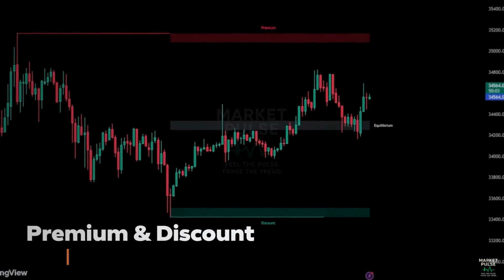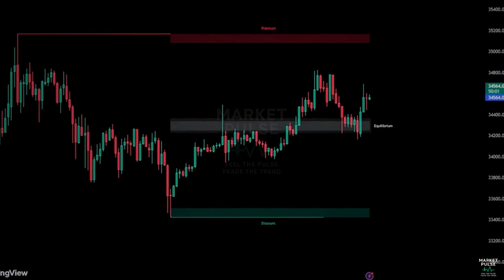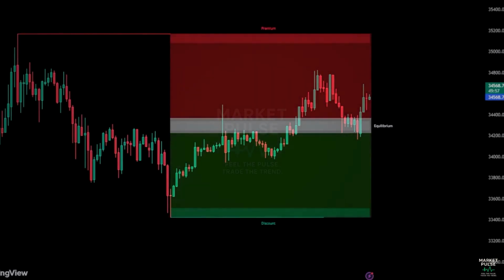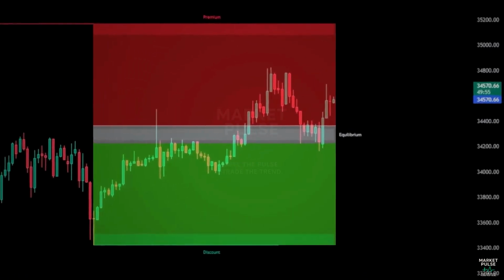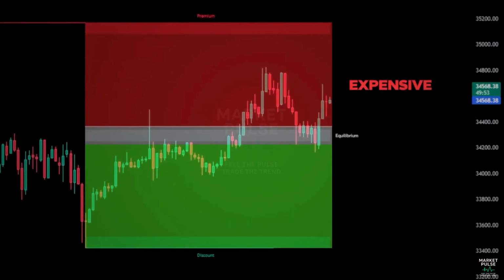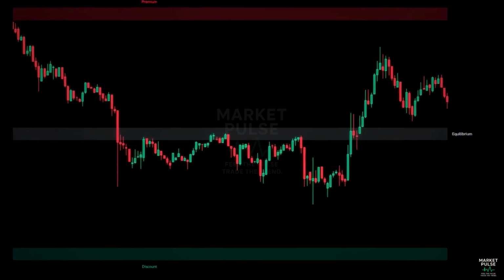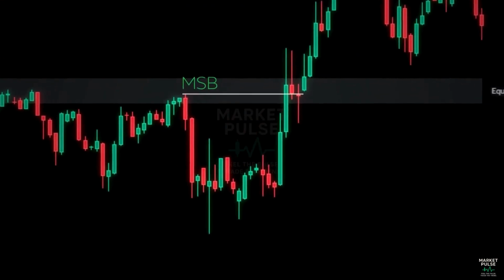Basically, it marks out the local range of the market and divides it with an equilibrium point. This is the midpoint between the premium and the discount areas. Premium we basically view as expensive, and discount we basically view as undervalued for higher probability trades. You want to sell when we're at premium and buy when we're at discount exclusively.